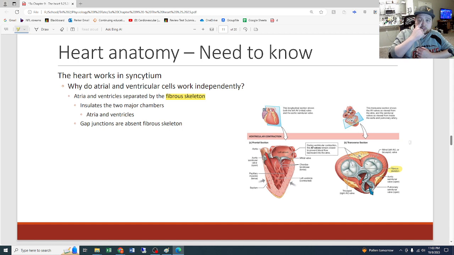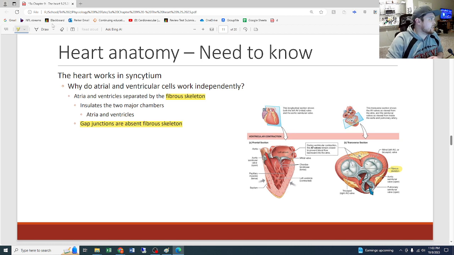So they need to act a little bit separate from each other, and to make sure that they work separately, but they also work together in order to pump the blood effectively. Okay. That's what we say, that these gap junctions are absent in the fibrous skeleton, meaning that they don't cross through.